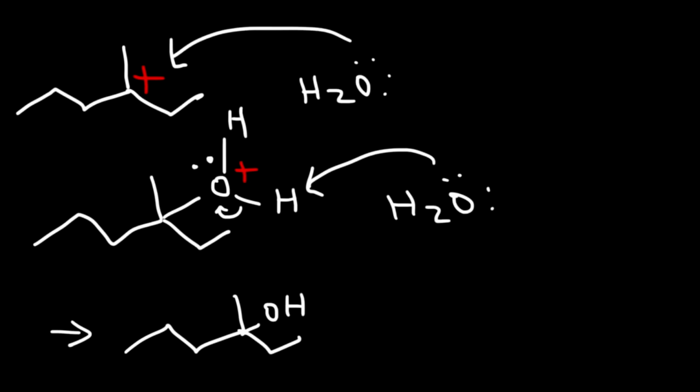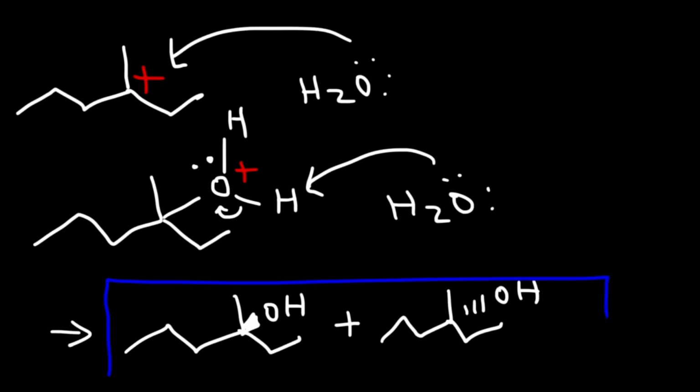But keep in mind, we get 2 stereoisomers. So the OH group can be on the wedge, and it's going to be on the dash. So these are the 2 SN1 products that we get for this reaction.